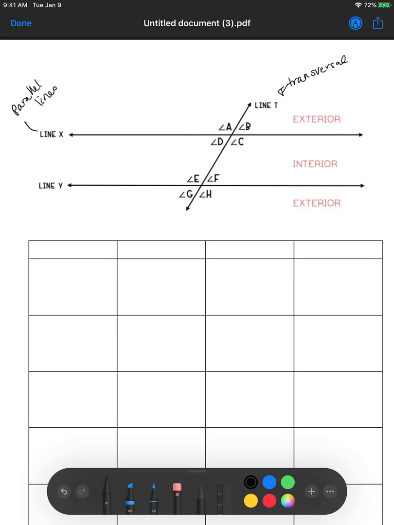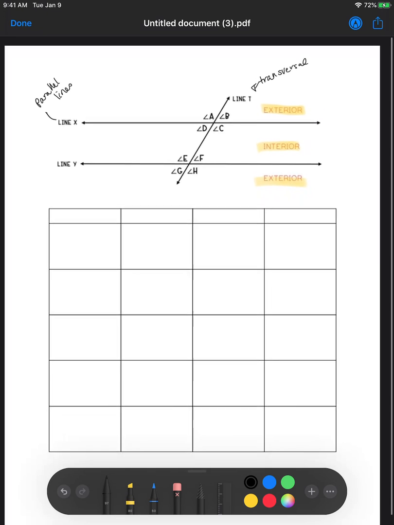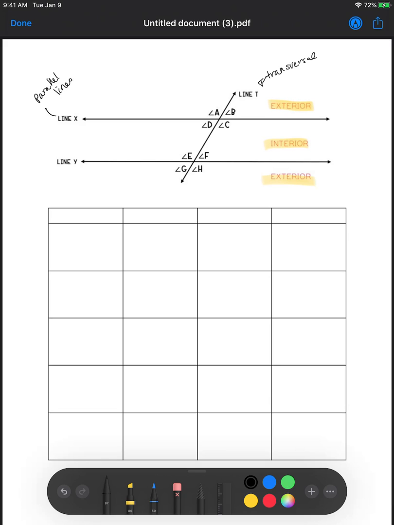You need to label the angles A, B, C, D, E, F, G, and H. You need to label all of them. You also need to label the exterior, interior, and exterior part of this transversal. So this whole diagram needs to be drawn in your journal. Also, you need to draw this table that I have here. Your lines don't have to be perfect, but they need to be drawn.